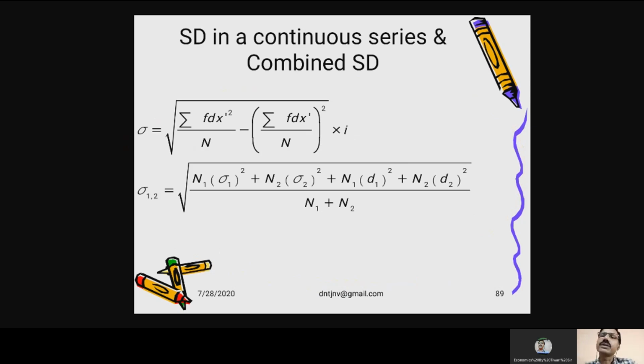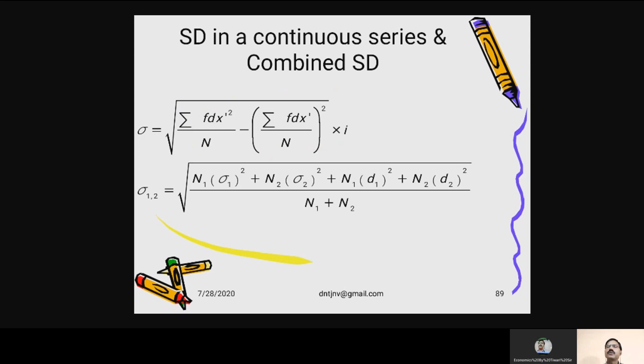Standard deviation in a continuous series is another easy task. Step 1, you have to find out dx, that is x minus AM. Then you have to find out fdx. Then you have to find out fdx into dx, that is fdx square. In this way, after that you apply this formula to find out the standard deviation.